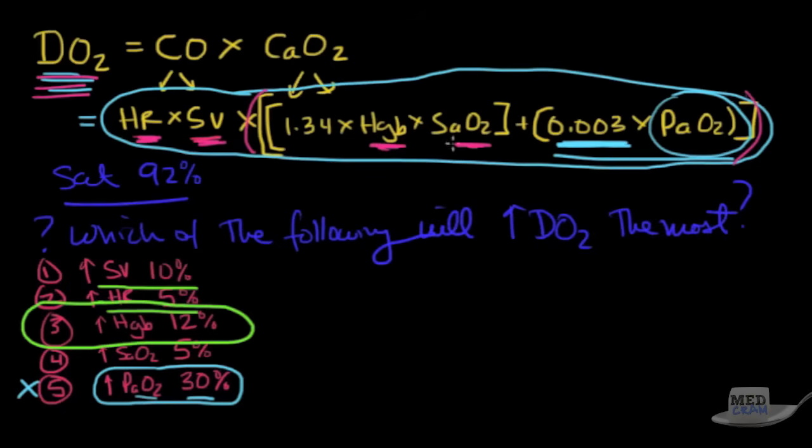Now what about the saturation going up by 5%? Yes, if this went up by 5%, that would be nice, but still not as good as increasing the hemoglobin by 12%. And this is the type of test question that you might see. It has to do with the fact that you understand how most of the oxygen is getting to the peripheral tissues.